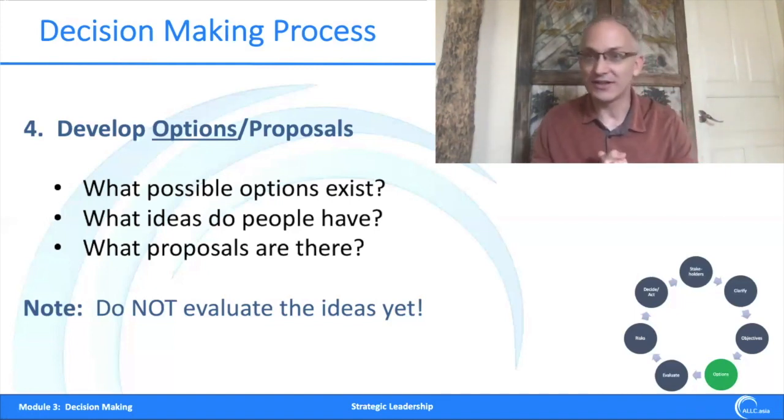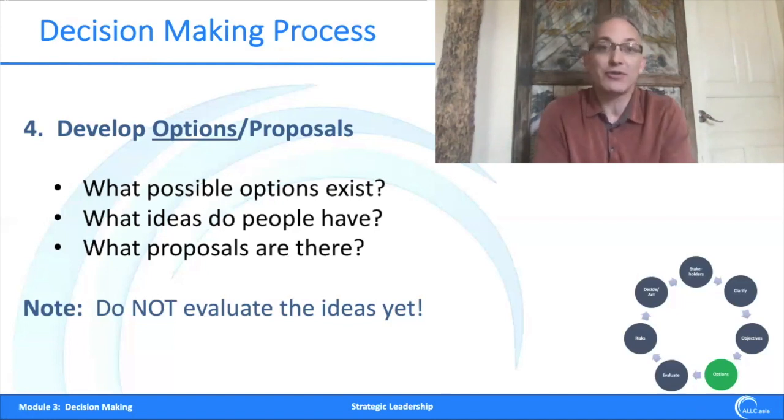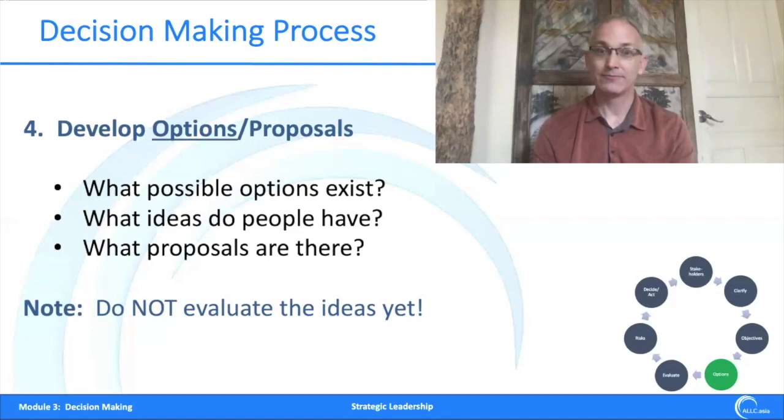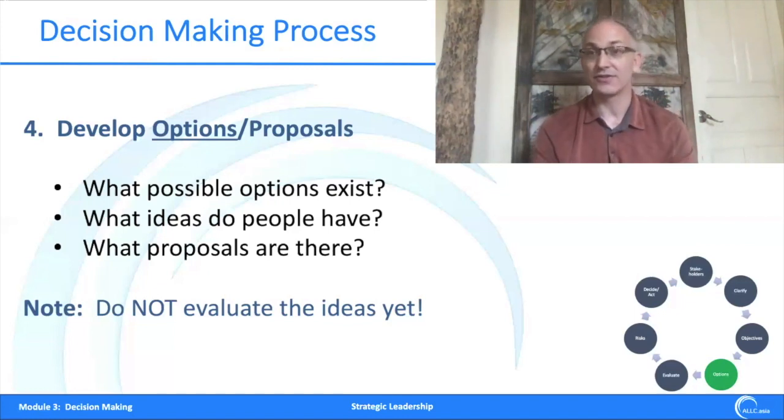All we're doing at this point is brainstorming. So we say to the group of people involved, hey, what do you see as some of the things we can consider? What options do we have? What ideas do you have of things we could consider for this decision? What proposals do you have? Let people brainstorm, get all their ideas out. And don't evaluate or critique people's ideas. That's not the time and place yet to evaluate or criticize or critique people's ideas.